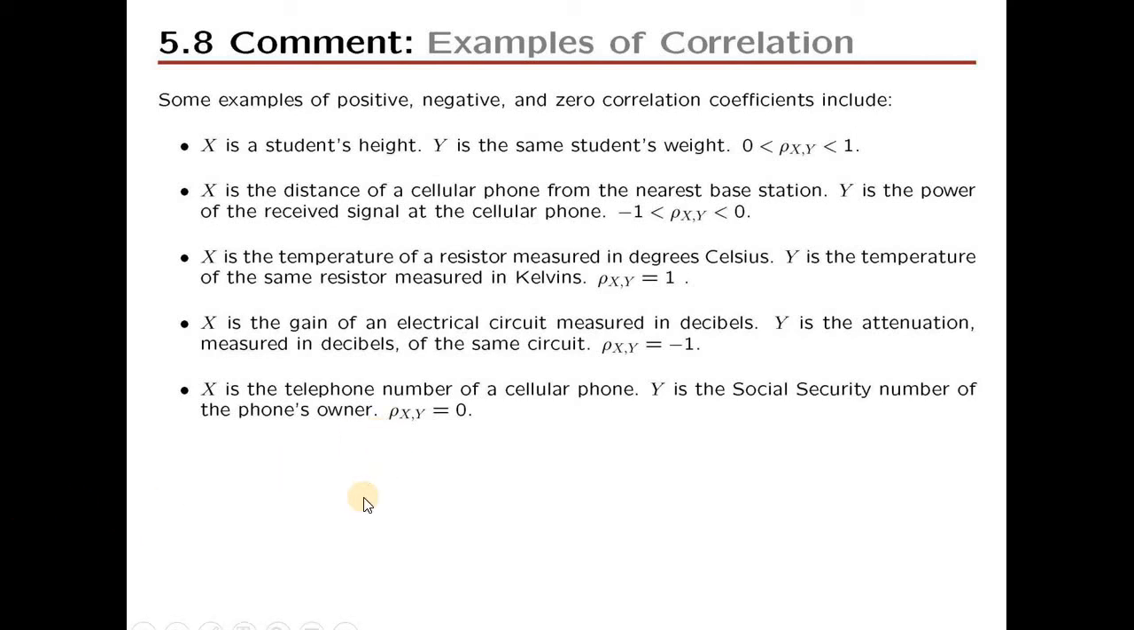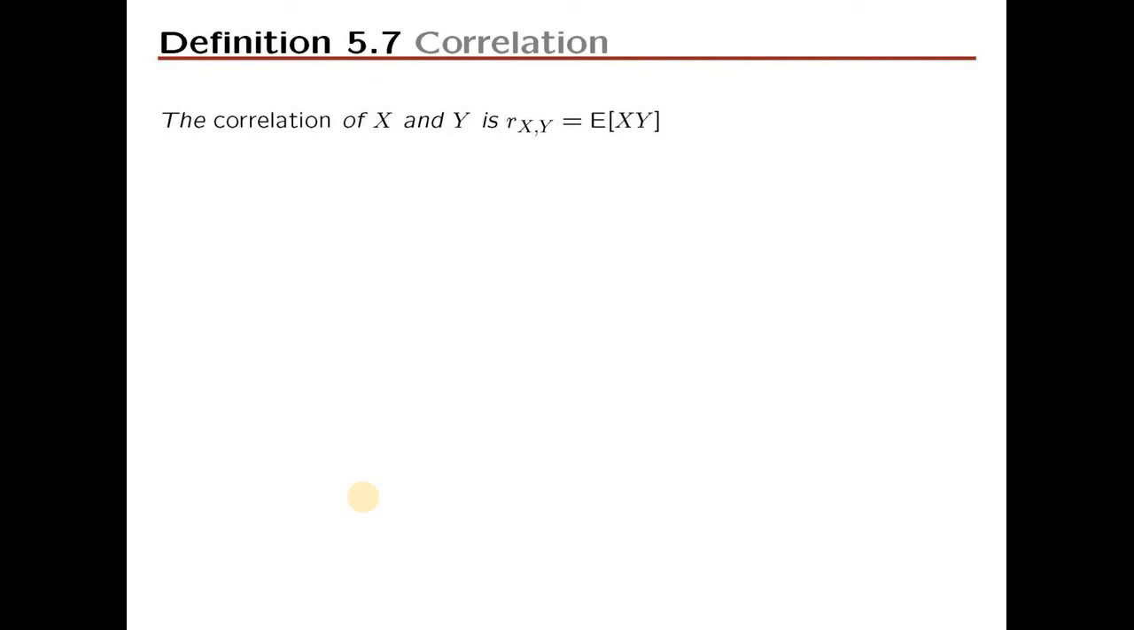So from these examples, we understand that the correlation coefficient tells us how two random variables relate to each other. Covariance tells you the variation, and correlation tells you how this variation works. There is another term, known as correlation, that tells the relation between x and y, and this is represented by r with subscript x,y. This is equal to the expected value of xy.